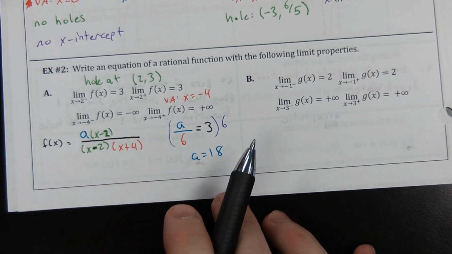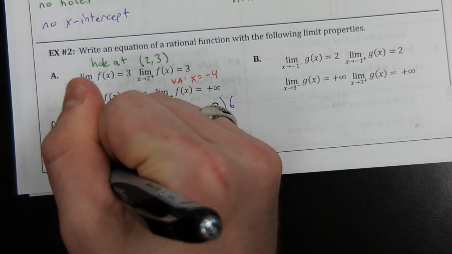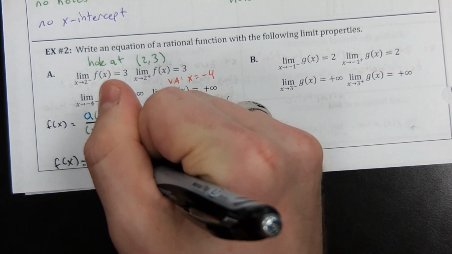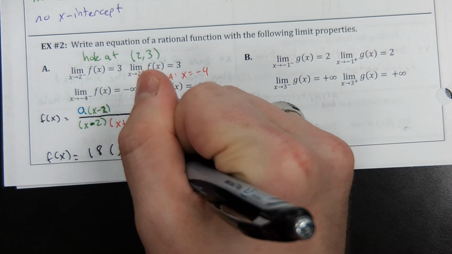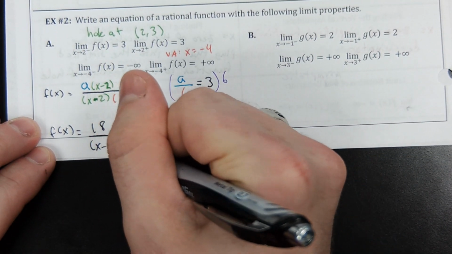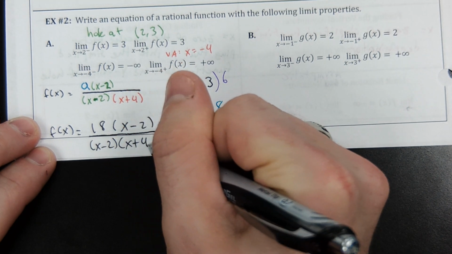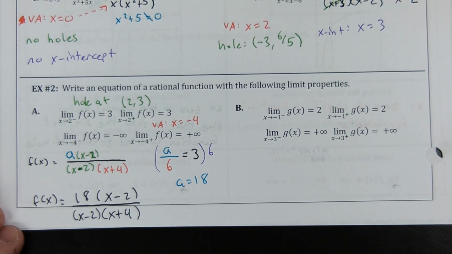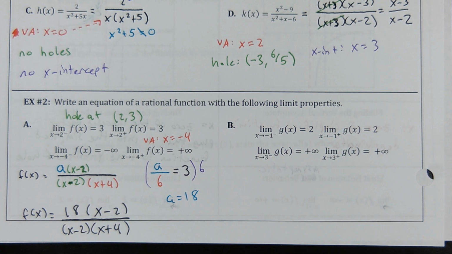I'm going to use the bottom line of this table as my fraction bar. 18 times x minus 2 over x minus 2 times x plus 4. Now we have guaranteed that we have a hole at x equals 2. We've guaranteed that when we plug 2 into the simplified version, we will get 18 over 6, which is 3. And we've guaranteed that -4 makes the denominator of the simplified version equal 0. That's the whole thing. Question for me?